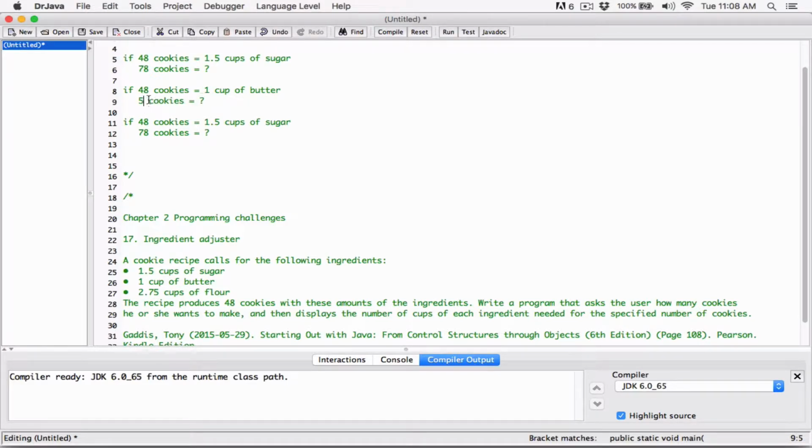If this was a lesser number, if 48 cookies is equal to 1 cup of butter, 77 cookies is going to give us less cups of butter.